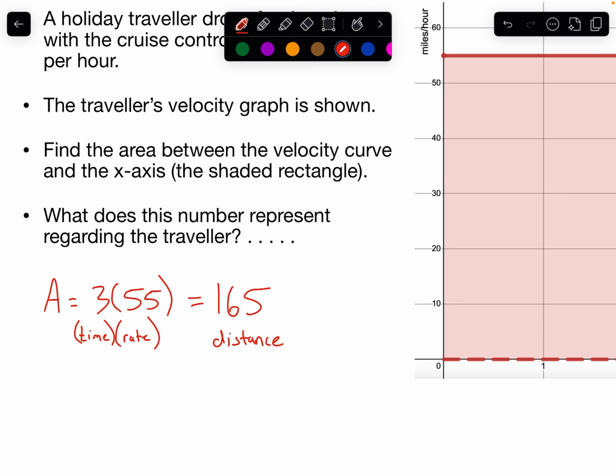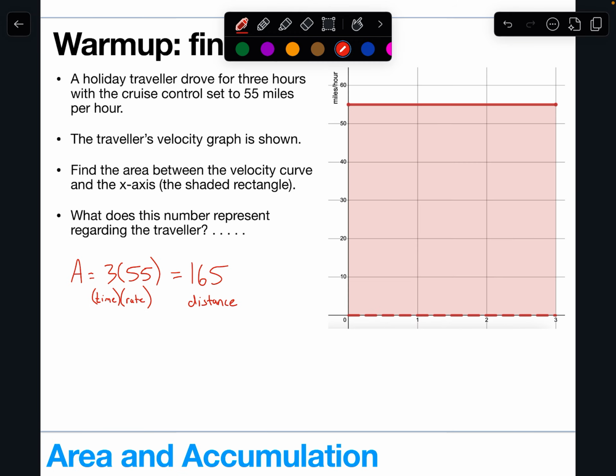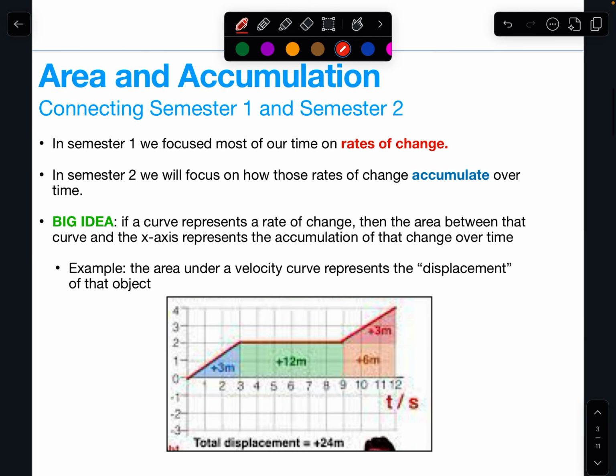So 165, the area between the velocity curve and the x-axis, represents the distance traveled by this individual, sometimes called the displacement. Right? I'm going to make this connection more formal here in a little bit, but that's a good warm-up into kind of understanding how area fits into this calculus class. So let's hit that more head-on here.